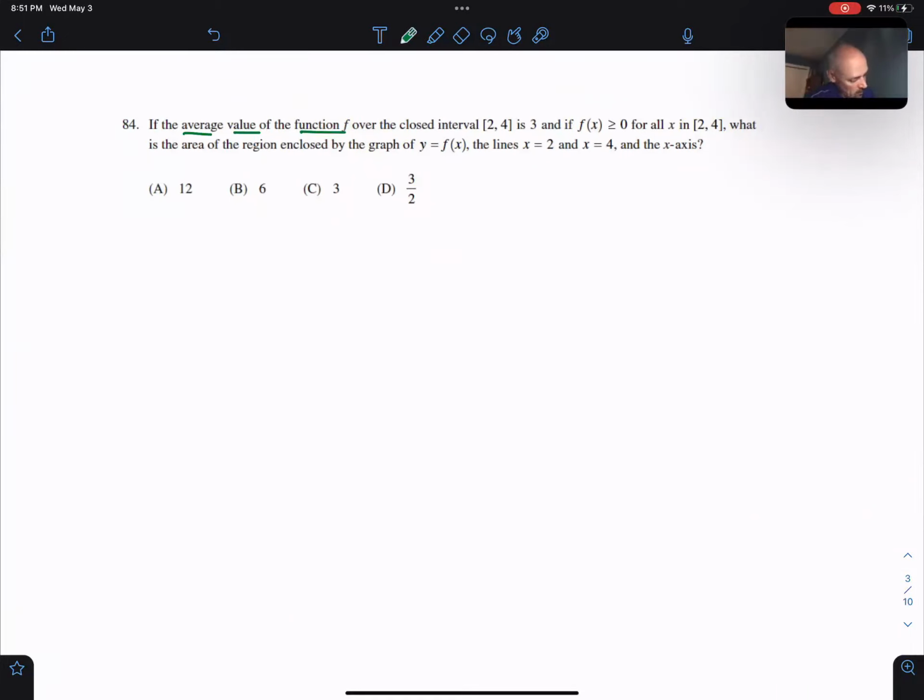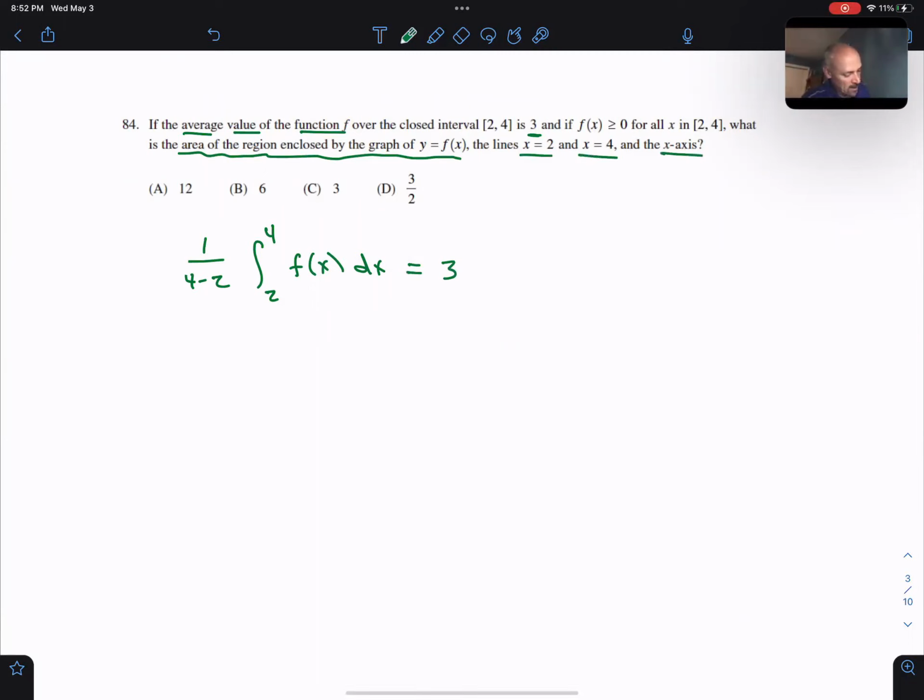So we know that's going to be 1 over 4 minus 2 times the definite integral from 2 to 4 of f of x dx. And they tell us that average value is 3. So that equals 3. Now they're asking, what is the area of the region enclosed by the graph of f of x, the lines x equals 2 and x equals 4, and the x-axis?